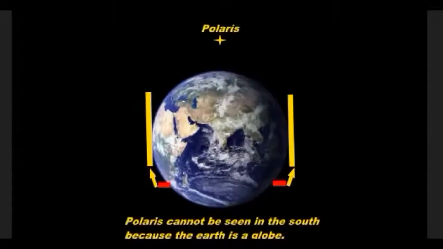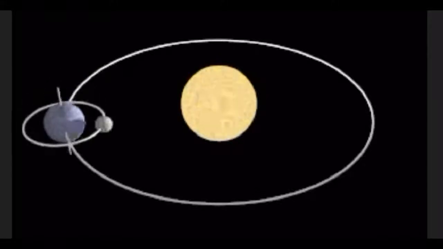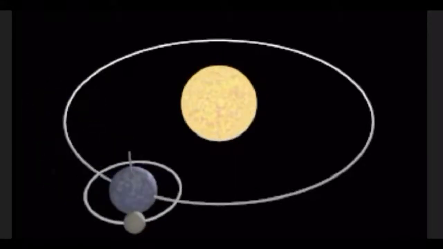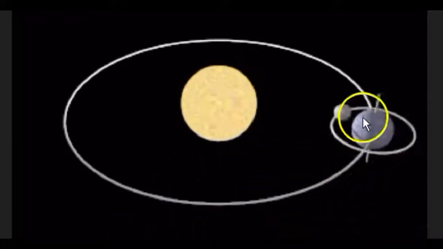There are those that claim that Polaris or the North Star proves that we live in a ball, since you supposedly can't see Polaris from the so-called southern hemisphere. First off, let's take a look at this model in motion, this bogus model, supposedly how the ball Earth orbits around the sun at 70,000 miles an hour as the moon orbits around the Earth. I mean, give me a break.